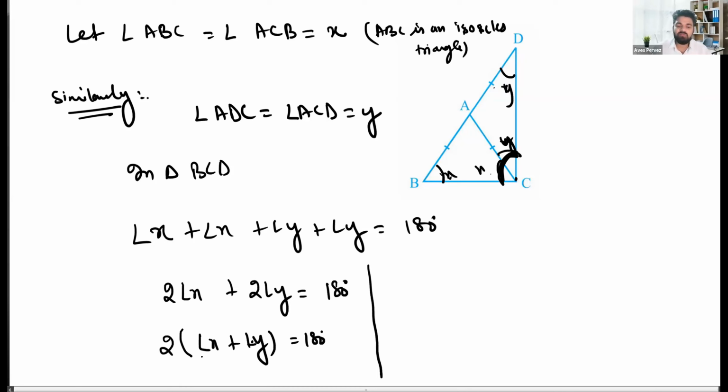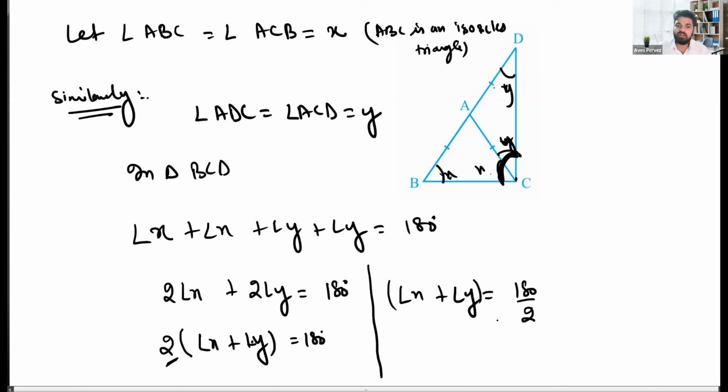Yes, sir. Now this 2 is in multiplication, so this 2 will go down. You will get 2x plus 2y, 2 angle X plus 2 angle Y is equal to 180. And this 2 is multiplying with this bracket. So what will it do? The 2 from here will come here. Okay. Got it?